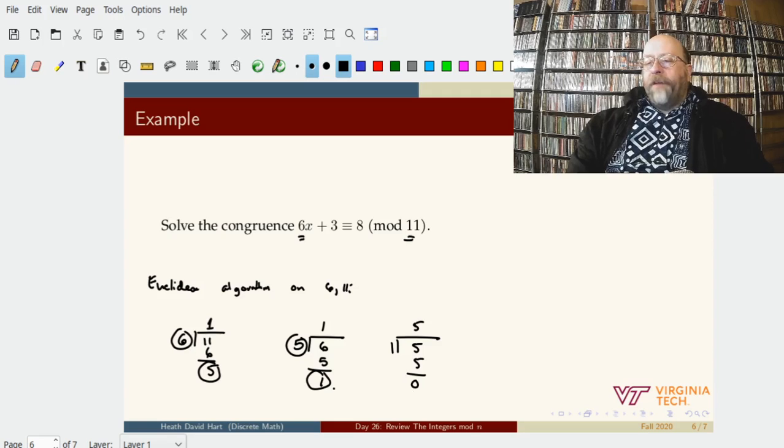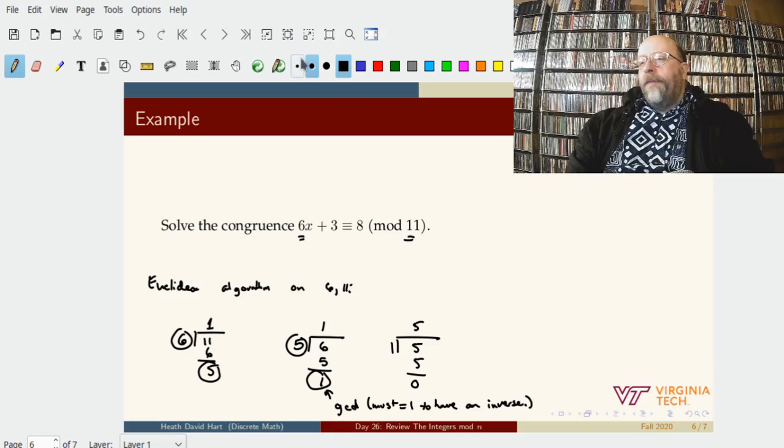The last non-zero remainder we got is the GCD, and it must equal 1. Otherwise, there will not be a multiplicative inverse. So it must equal 1 to have an inverse. And then to find the inverse, we do what's called the extended Euclidean algorithm.